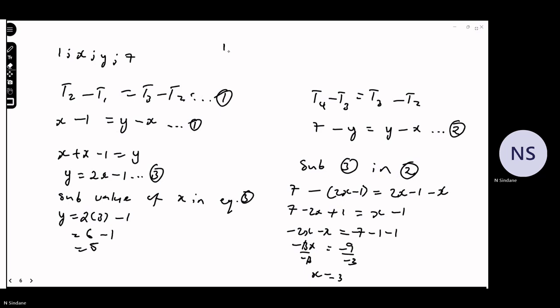Then I can rewrite this in terms of a pattern, which will be 1 is to 3 is to 5 is to 7. Right? Then check if this will give me a common difference. 3 minus 1, 2. 5 minus 3, 2. 7 minus 5, 2. This is a common difference. Therefore, the values of x and y are correct. Therefore, this is an arithmetic pattern.